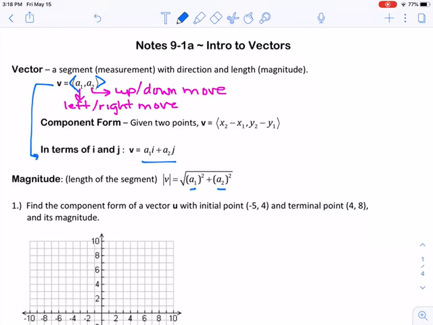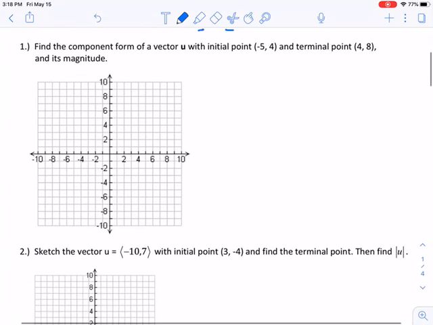So let's take a look at a vector u that starts at negative 5, 4 and ends at 4, 8. We want to find the vector u and find its magnitude. If I go ahead and I plot my points, let's start at negative 5, 4. There's our starting point, and we're going to go to the point 4, 8. There's our ending point. So there's my vector u.